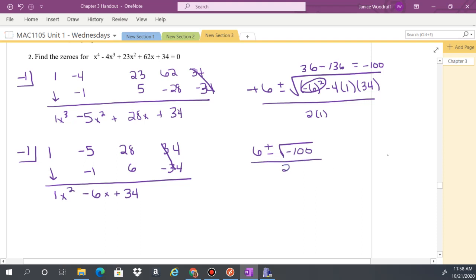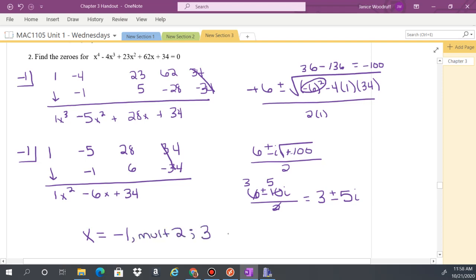What's the square root of negative 100? 10i. You just add an extra 0. I know what you meant. Okay, 10i. So make this an i. So 6 plus or minus 10i over 2. And then 6 divided by 2 is 3. 10 divided by 2 is 5. So 3 plus or minus 5i. So my answers for number 2, negative 1 with a multiplicity 2, and then 3 plus or minus 5i.